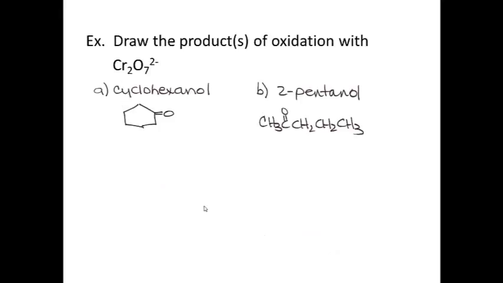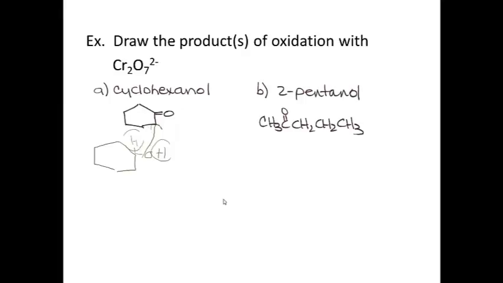So this last problem in this video asks you to show the products of oxidation with dichromate of cyclohexanol, showing you here, we'll lose a hydrogen here and it'll lose a hydrogen here to form this ketone, which is actually called cyclohexanone. You don't need to know that. We haven't got to ketones yet, but you can at least draw the structure.